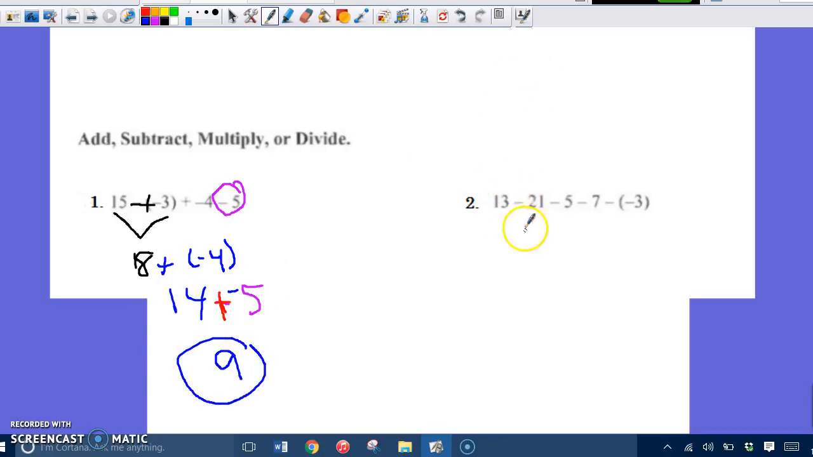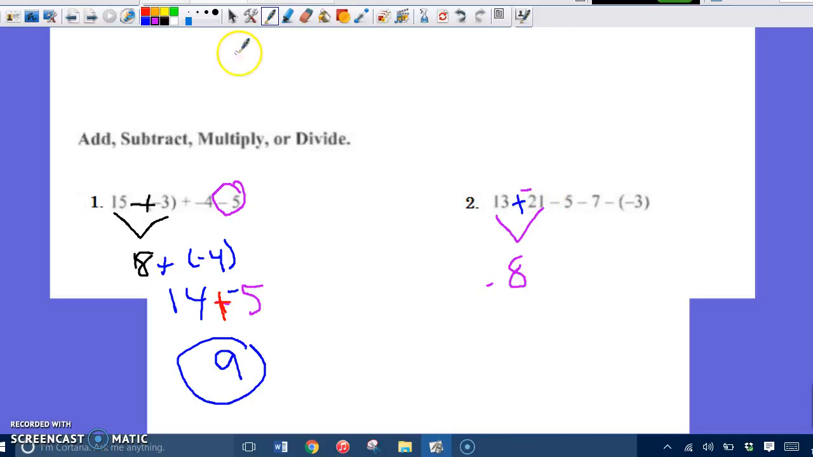Over here, let's do these two first. So I have 13 minus 21. Change it to an addition problem. Change the sign of the second number. So I have 13 plus a negative 21. The difference between 13 and 21: 13, 14, 15, 16, 17, 18, 19, 20, 21 is 8. And it's going to be a negative 8 because that negative is bigger.